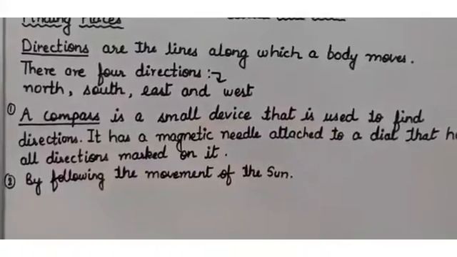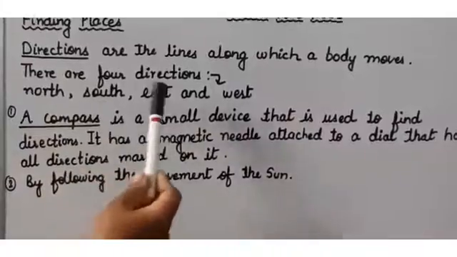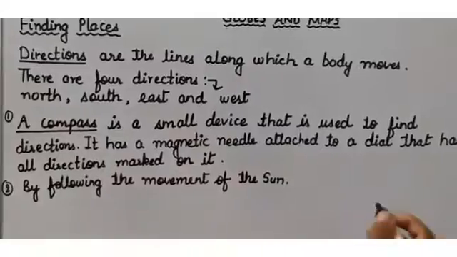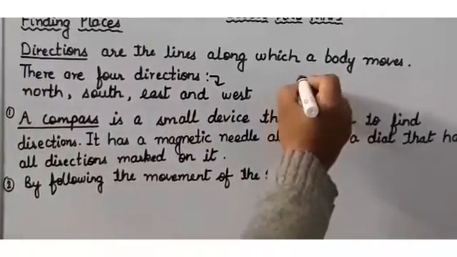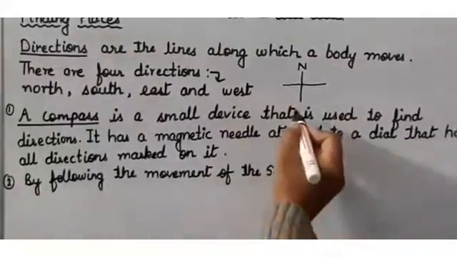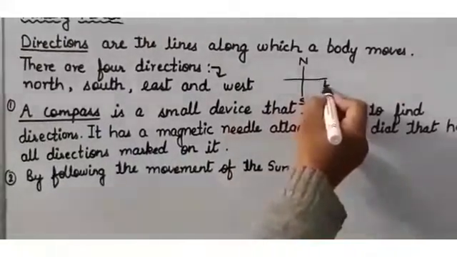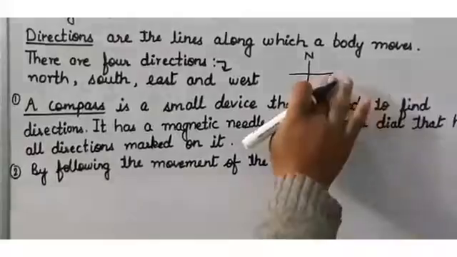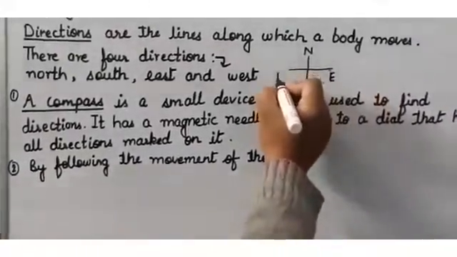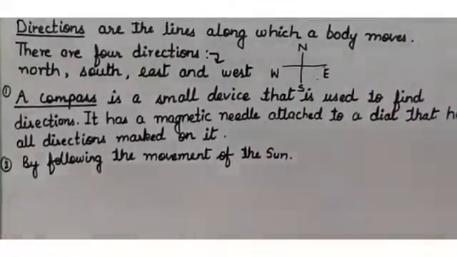Like there are four main directions. Main directions are only four, that is north, south, east, and west. And do you know where these directions are? At the top is north. At the very bottom is south. And here is east. This is east and this is west. So these are the four main directions in a map.